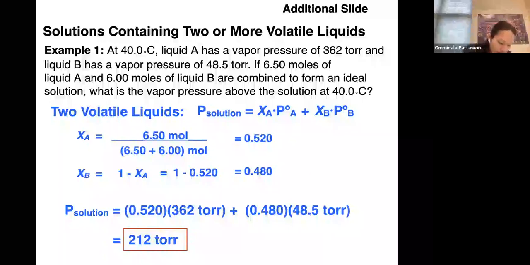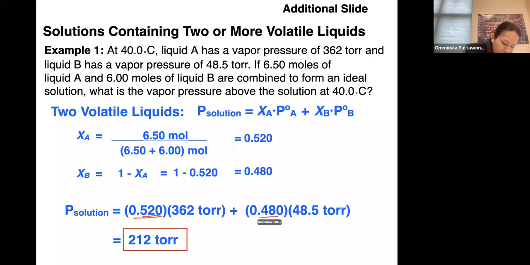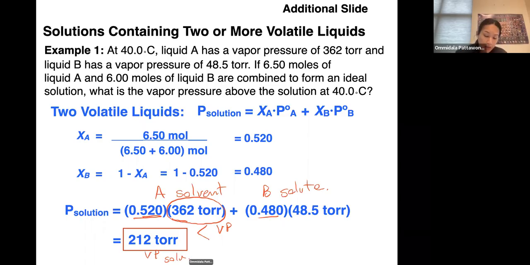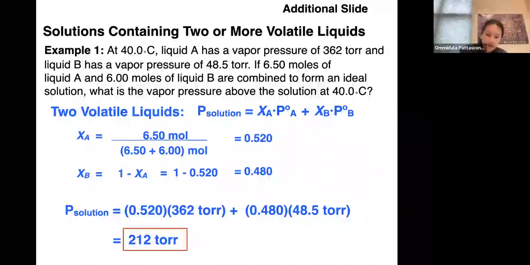Now think about this. If you're looking at the mole fractions, you will see that A, which contributes the most, becomes the solvent. B would be the solute. So as you see, the vapor pressure of the solvent is still higher than the vapor pressure of the solution. That is exactly what we mentioned earlier in terms of colligative properties. When you're looking at colligative properties, the vapor pressure of the solution is going to be lower than that of the pure solvent. So that makes sense. That's how you check your calculation.